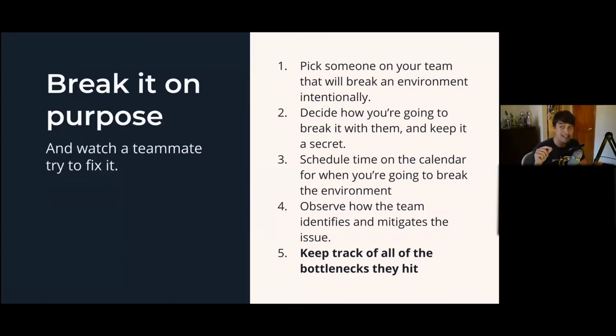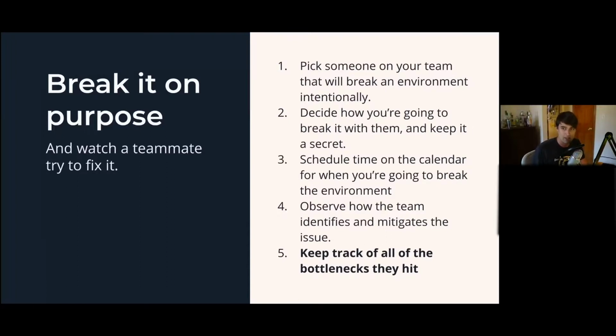Now, this is something we did at Namely. We would actually find someone that was going to be basically a secret agent, and they were going to break staging. And it was decided amongst a small group of people that all knew what was going on, and they would decide how they were going to break it and when. And then what we did is we scheduled time on the calendar for when we were going to break the environment. And we had a team that they knew this was going to happen. And we just told them, hey, don't have a meeting at this time. Be at your computer. We're going to break staging, and we're not going to tell you how.